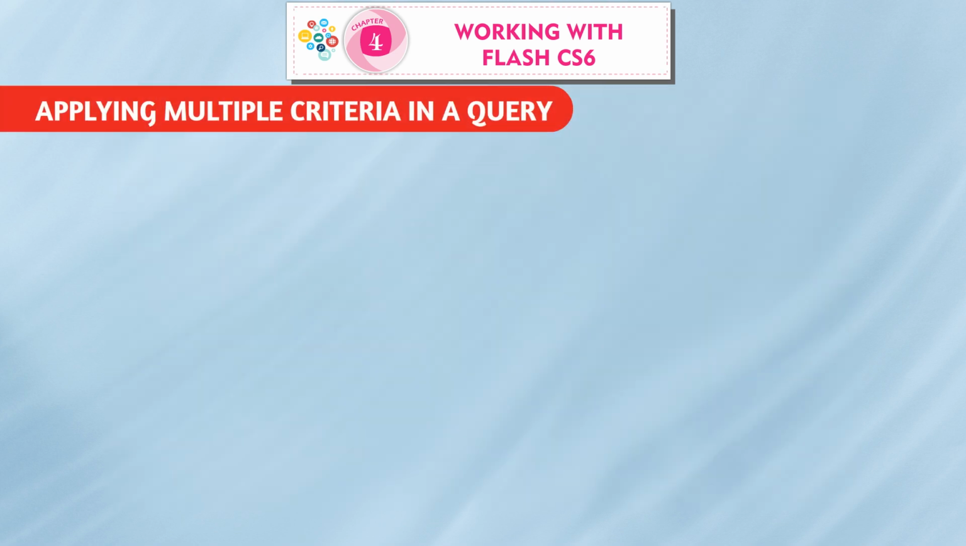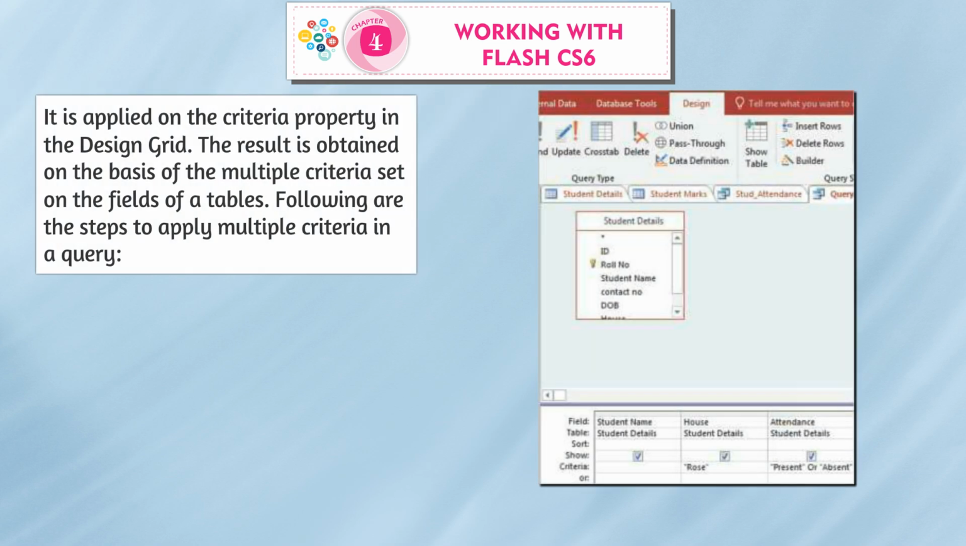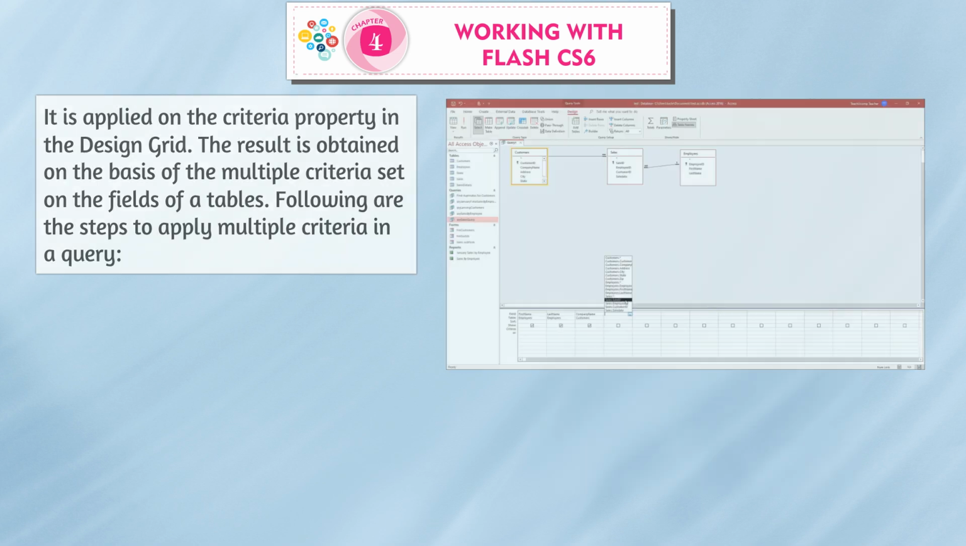Applying multiple criteria in a query. It is applied on the criteria property in the Design Grid. The result is obtained on the basis of the multiple criteria set on the fields of a table. Following are the steps to apply multiple criteria in a query.